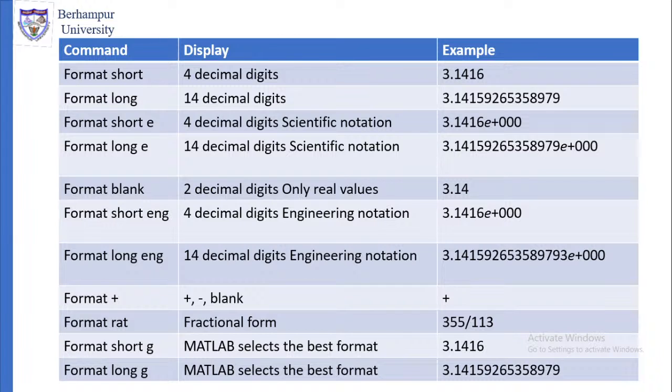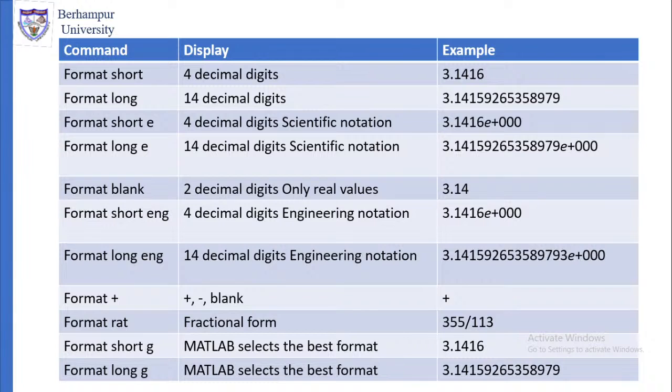If you have imaginary values, it will not be applicable. Format blank is not applicable in imaginary values. Then format short ENG, ENG for engineering notation. So for 4 decimal digits in engineering notation, it is like the scientific notation. Similarly, format long engineering, so it is engineering notation. Format plus or format minus or format blank, all these you can show. So plus, minus or blank. Example is plus, minus or blank. This is just before the number.